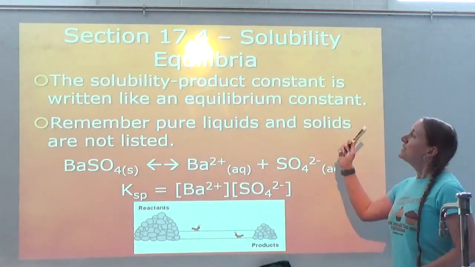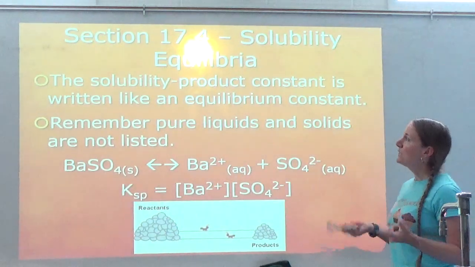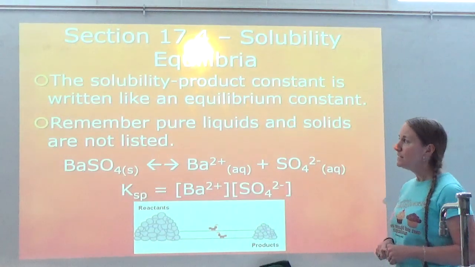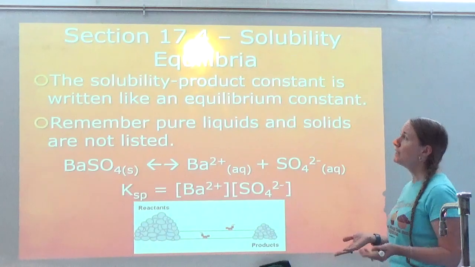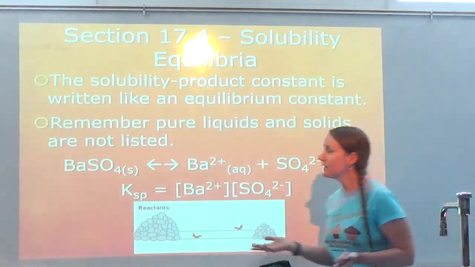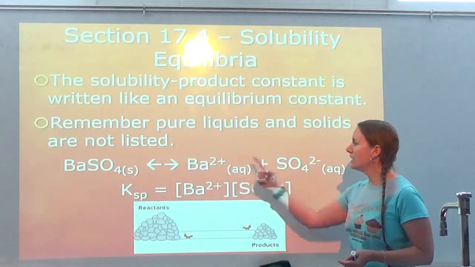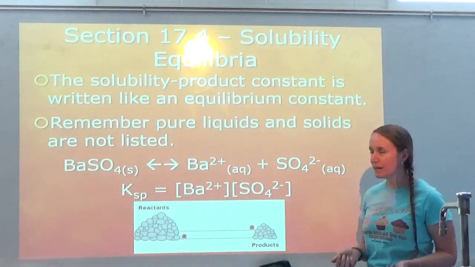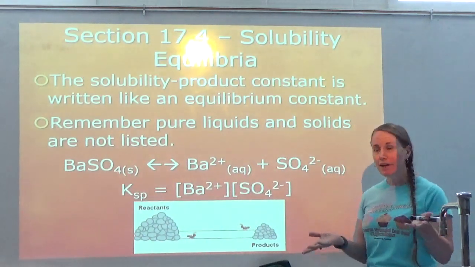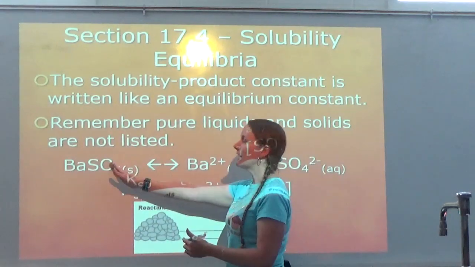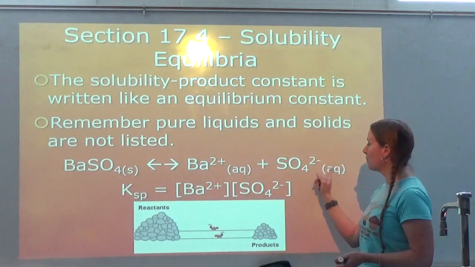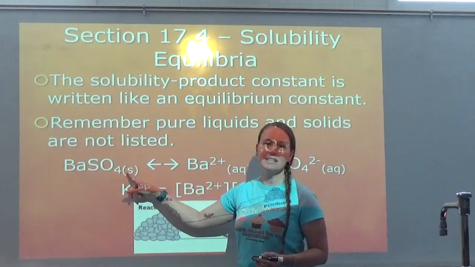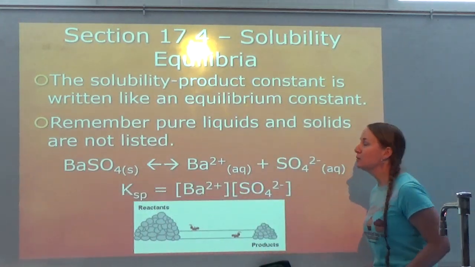So, the solubility product constant is written like an equilibrium constant. Remember, pure liquids and solids are not listed. So when we're talking about solubility, we're talking about a solid dissolving in water to break up into its ions. So our K value, of course, is products over reactants, just as it always is. But the reason you only see products is our products are aqueous, our reactant is solid. So remember, we don't include liquids and solids.